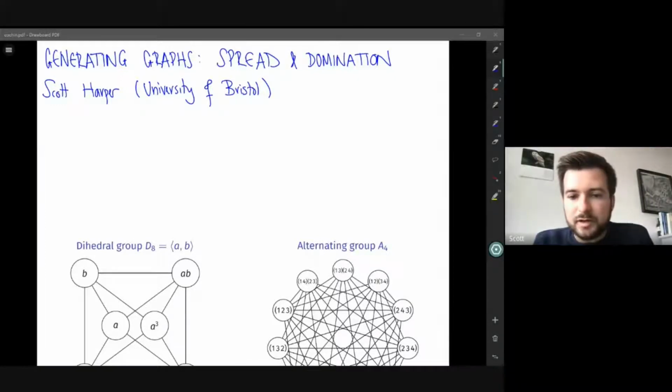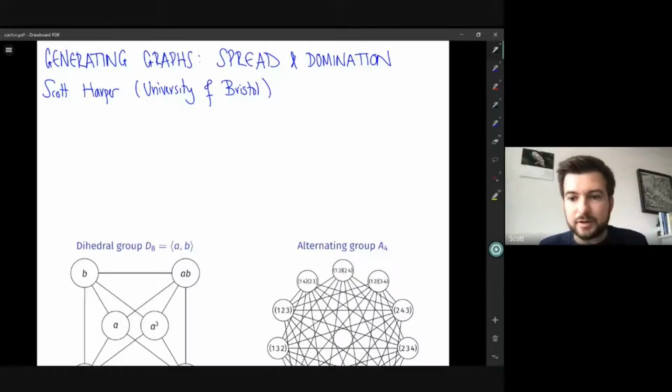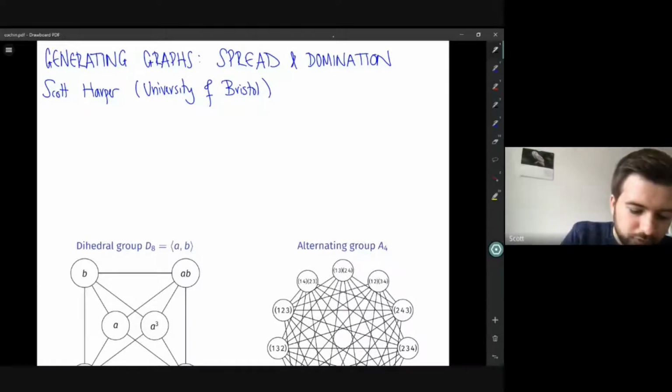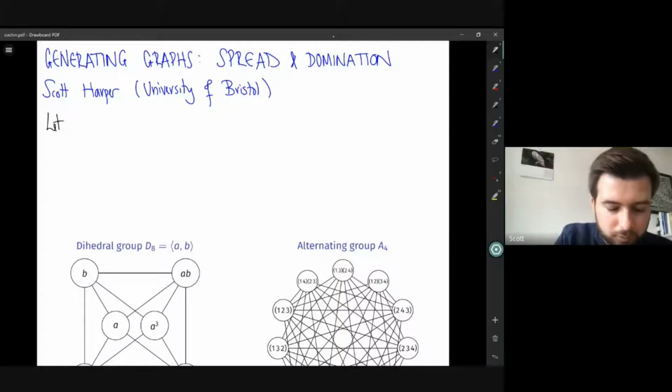So I want to be talking about a particular graph that you can associate to a group, called the generating graph, which I'm sure people in this audience will have encountered before, but I'll soon define it. And I want to talk about recent work on invariants that measure how connected this graph is for particular families of interesting groups. So let me just begin by defining the generating graph. For this talk, I'm going to be considering only finite groups, though the theory is also interesting for infinite ones, but that's not the focus here. So let G be a finite group.